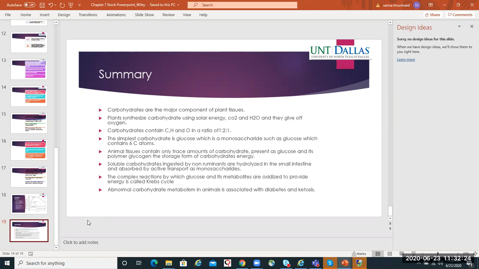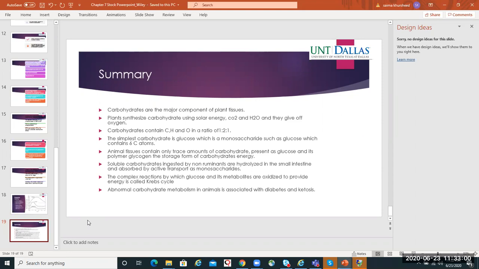The amount of lignin present affects the bioavailability of cellulose and hemicellulose to microbes, inhibiting the animal digestive tract, and in this way affects the nutrient value of the plant materials. There are other plant fibers also that include the gums, the beta-glucans, and the glycans. Soluble carbohydrates that are ingested by non-ruminants are hydrolyzed in the small intestine and absorbed by active transport as monosaccharides.